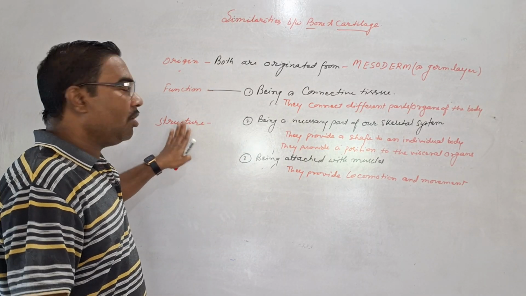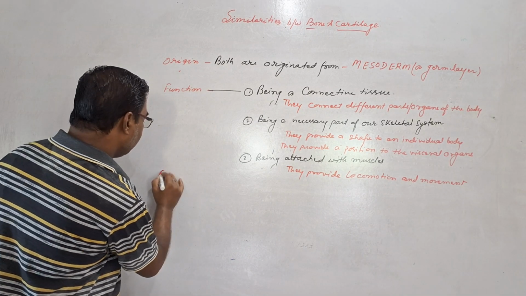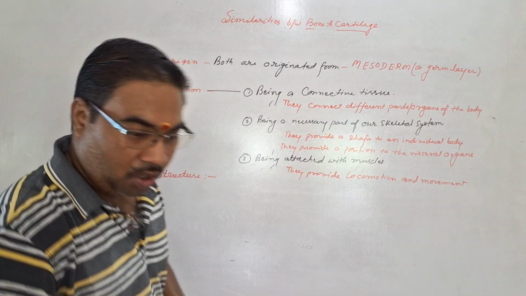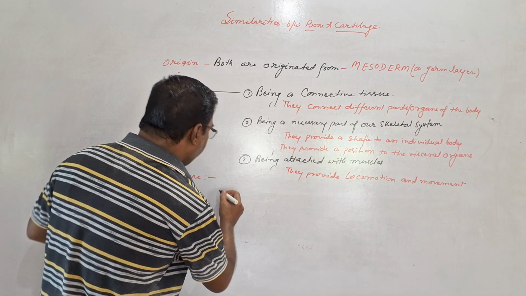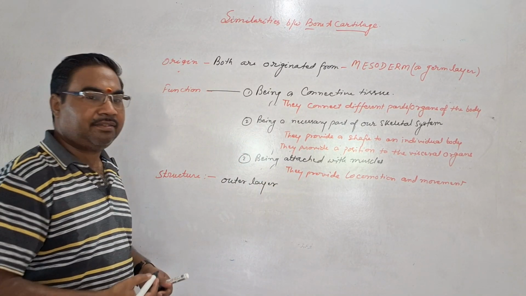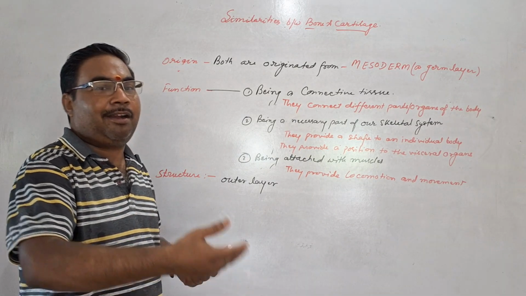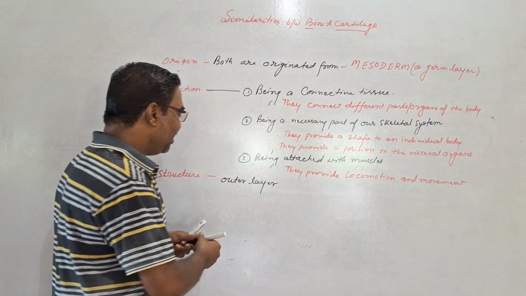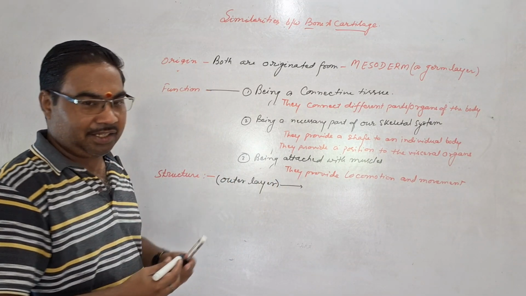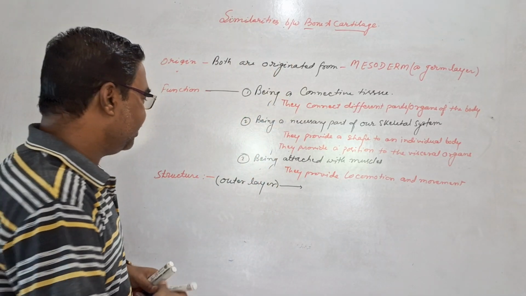Now we are going to discuss on the ground of structure how bone and cartilage are similar. Okay, let's try to understand. They must have an outer layer. Bone and cartilage are a little bit different and a little bit similar, so be careful. They must have an outer layer. It is a common thing.